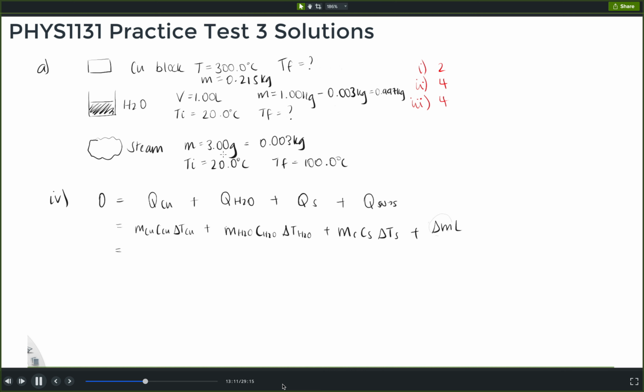So here, what we actually want is this TF. We want the final temperature of the water and the copper block, remembering that we already know the final temperature of the water that's going to become steam. So we basically need to rearrange this equation such that TF is on its own. So I'm going to do that really quickly now.